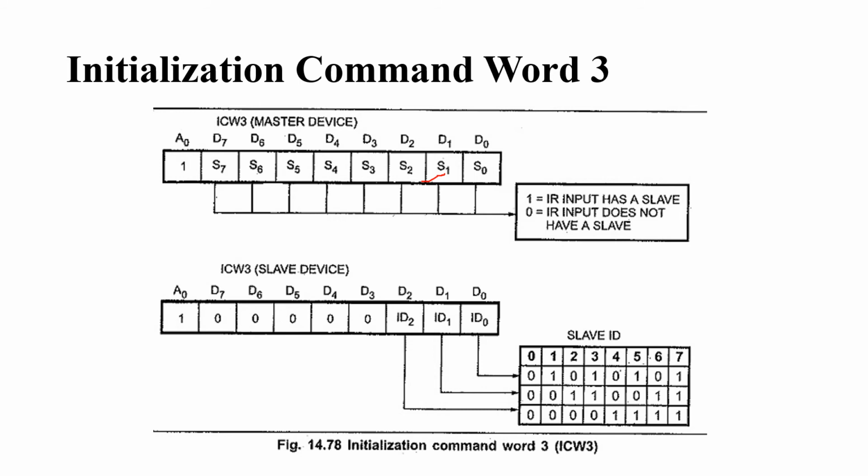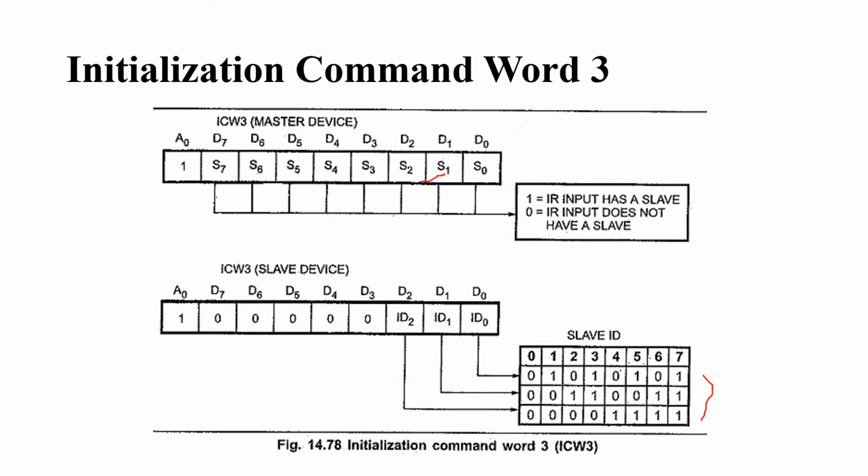In case of slave device, ICW3 is written to provide identification number to the slave. At maximum, 8 slaves can be cascaded with master 8259. Log 8 base 2 is equal to 3. So 3 bits are sufficient to provide IDs or identification numbers to the slave, which ranges from 000 to 111. D2, D1, D0, these bits are used to provide the slave ID.